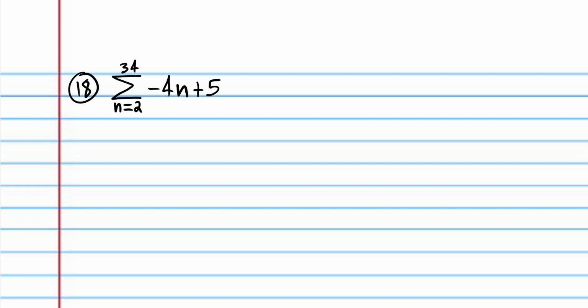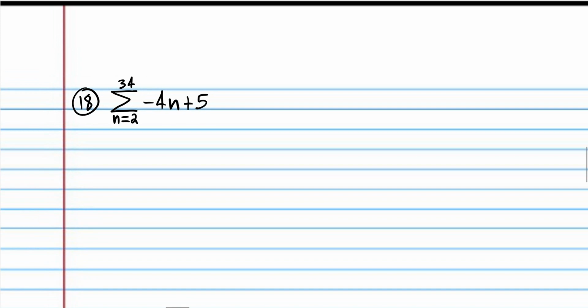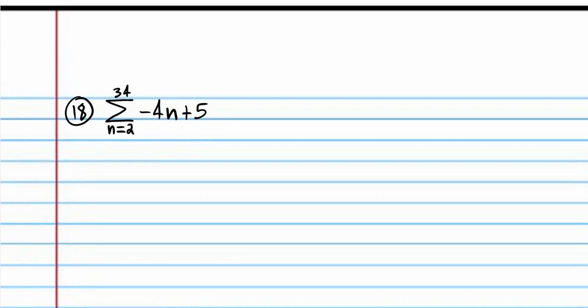So here's another example. We're not starting at n equals 1, we're starting at n equals 2. So there's not going to be 34 terms. There's actually going to be 33 terms, one less. If you're starting at n equals 1, there's 34 terms. If you're starting at n equals 0, there's 35 terms. And if you're starting at n equals 2, there's 33 terms. So it's very confusing.